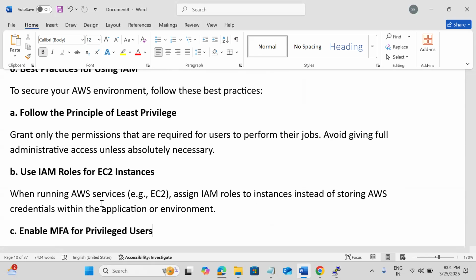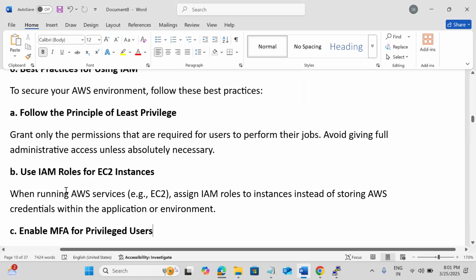Instead of directly storing those application settings, it is better to give the permissions to the EC2 instance or that kind of service itself. We are going to give the permission access. So this is the second best practice.